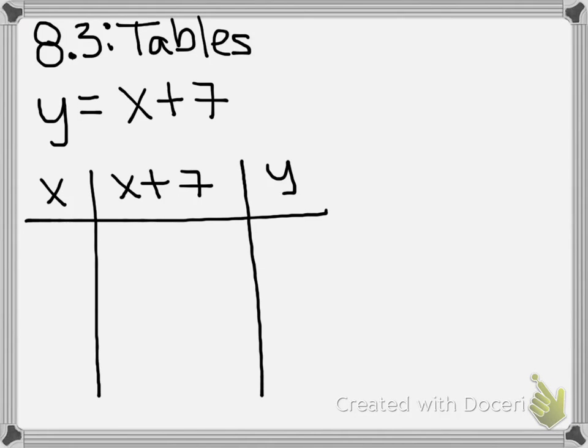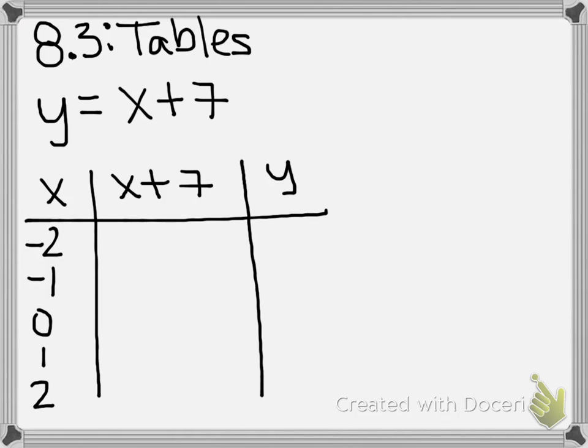In this video, we're going to talk about tables and how tables can help us find 5 points of a linear function and then help us to graph it. So if you are asked to make a table for a linear function, you will always use the same 5 x values. You will use -2, -1, 0, 1, and 2.